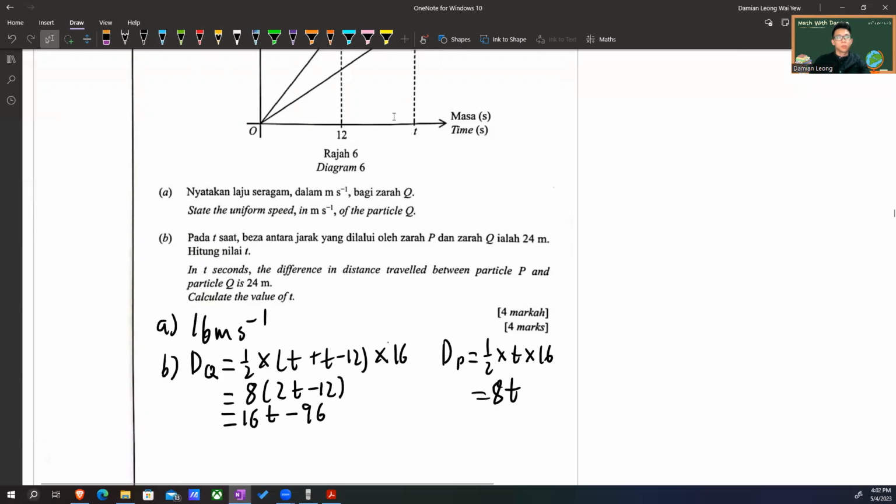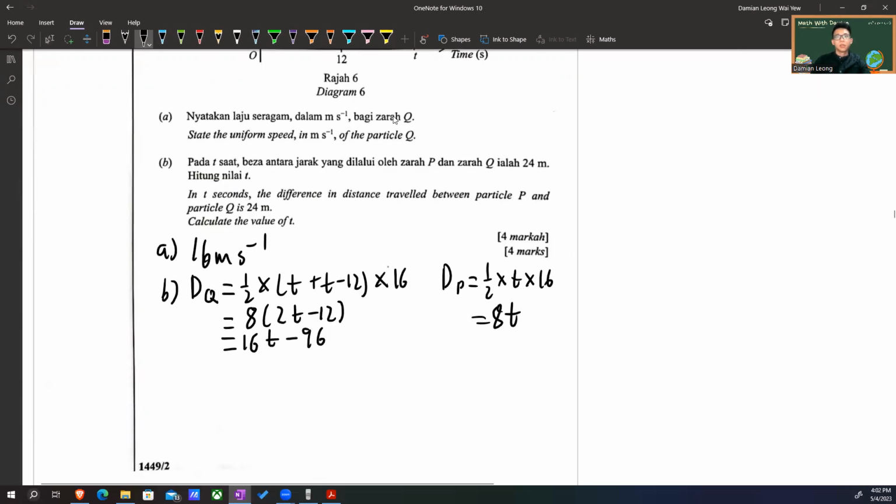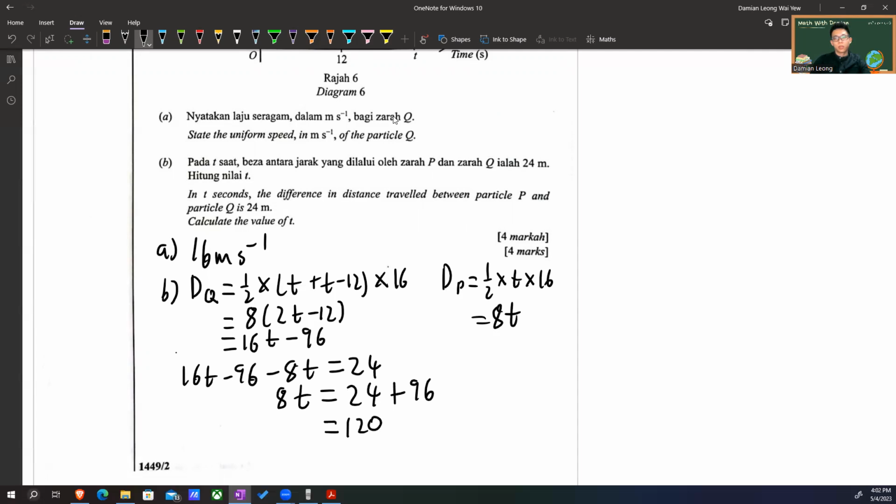Okay. Then the difference in the distance is 24, which means 16t minus 96 minus 8t equals 24. So 16t minus 8t is 8t. Bring over the 96, minus becomes plus, which is 120. Then bring over the 8 times, opposite, divide by 8. The value of t is 15. That's it.